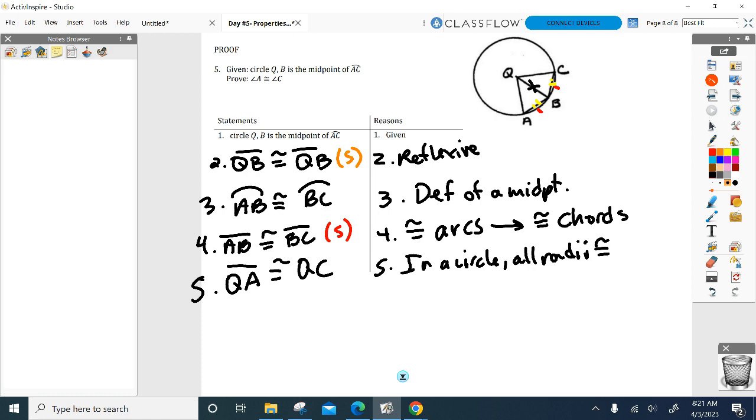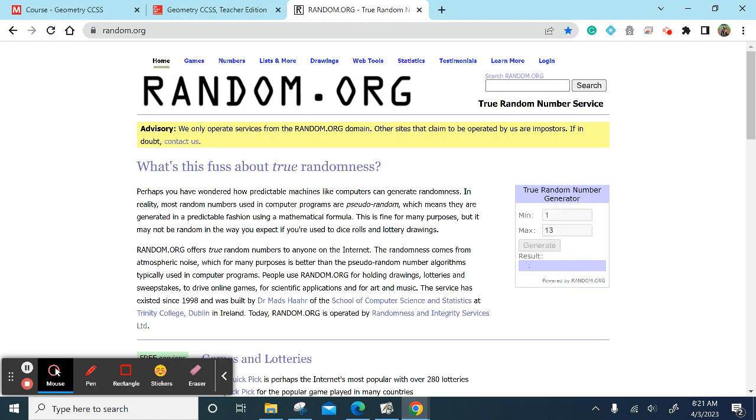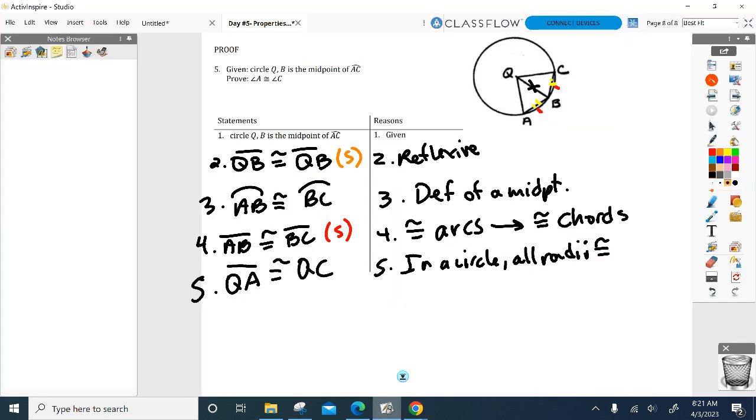And I think you guys can finish this up, right? What's the method going to be for my triangles? How can I get these congruent? What was the side, and then you're going to finish it off with CPCTC. Angle A congruent to angle C. Just wanted to give you guys a little taste here today.